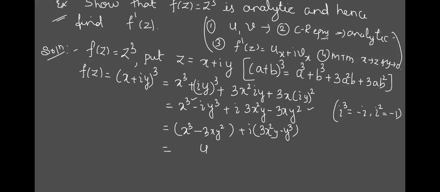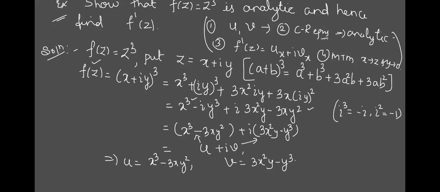Yeah, this is the form u plus iv. No problems, right? So that means the first thing is done, that we have expressed our function in the form u plus iv. Now just compare this. Tell me what is u. Obviously u is this bracket and v is this bracket. What is u? u is x cube minus 3xy square, and v is 3x square y minus y cube.